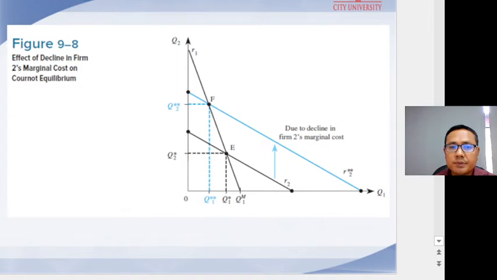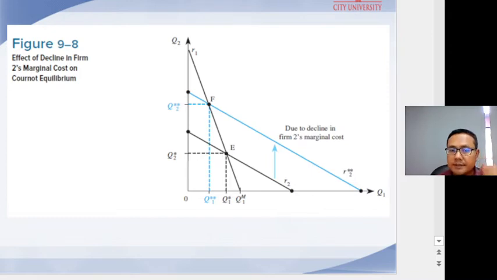Now suppose firm 2's marginal cost declines. At the given level of outputs, marginal revenue remains unchanged but marginal cost is reduced. So for firm 2, marginal revenue exceeds the lower marginal cost, and it is optimal to produce more output for any given level of Q1. Graphically, this shifts firm 2's reaction function up from R2 to R2 star, leading to a new Cournot equilibrium at point F.